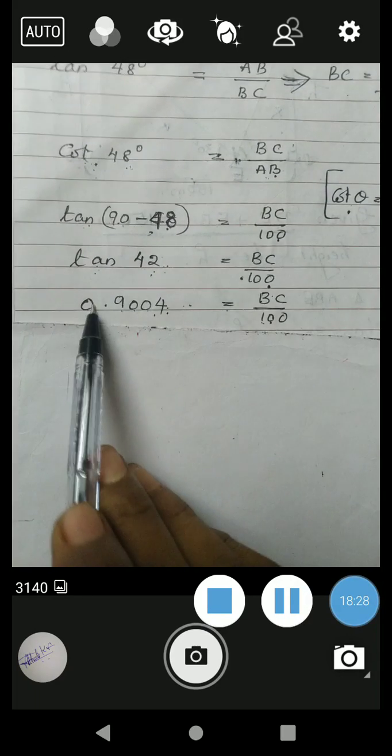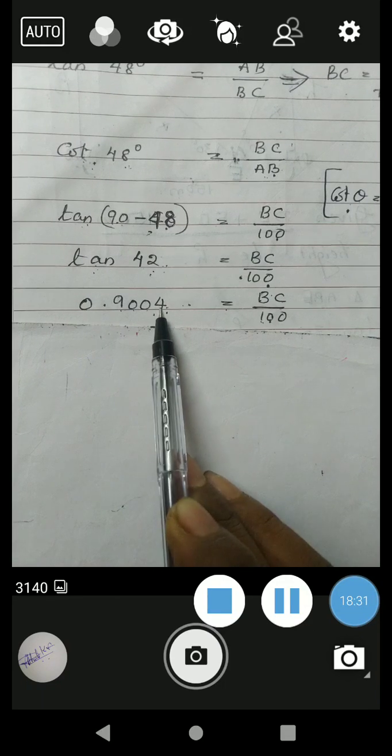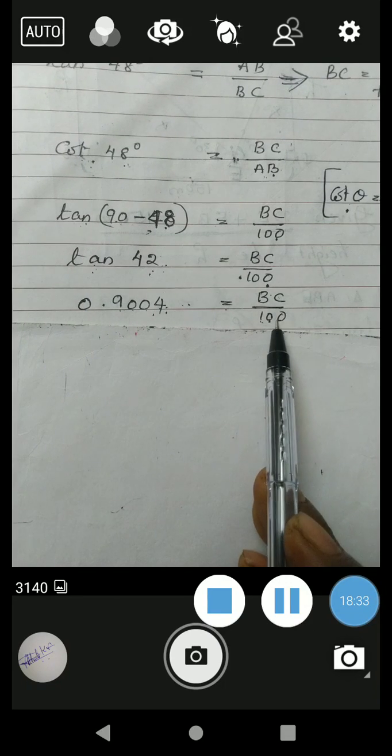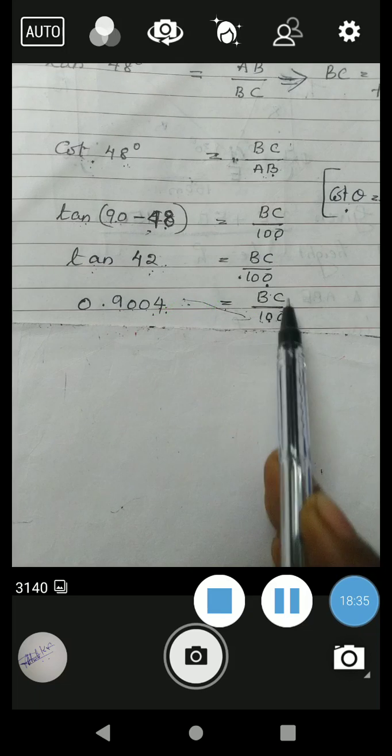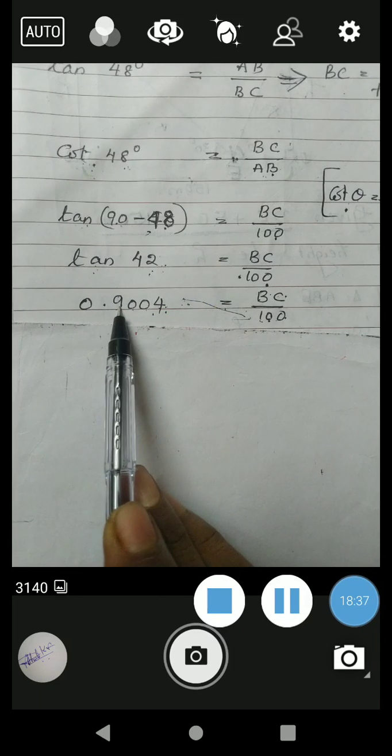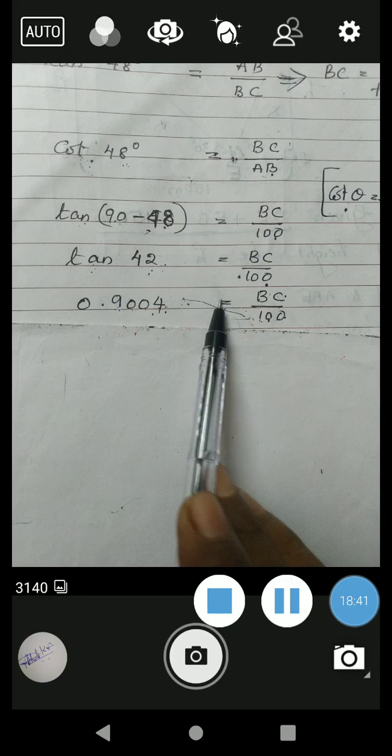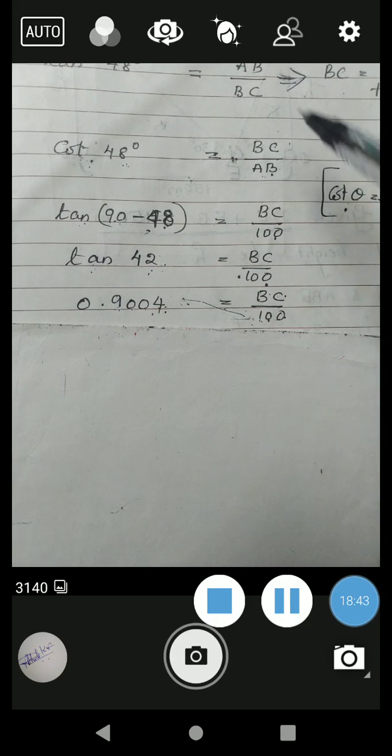We know the value of tan 42 is 0.9004. That is equal to BC by 100. Now cross multiply, we get BC. BC is equal to 100 into this. Multiplication is much easier than division. So you have to do this problem like this. Therefore, BC is equal to 90.04 meter.